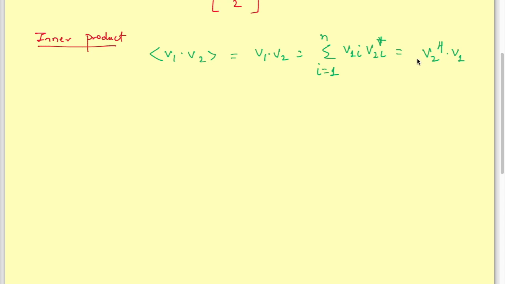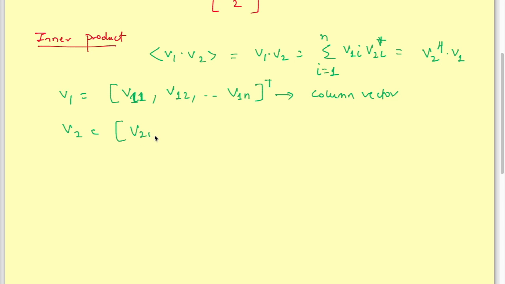What does it mean? We have v1 as an n-dimensional vector, that is v11, v12 up to v1n, transpose. So this is our column vector. And v2 is v21, v22 up to v2n, transpose. This is also a column vector. We need to find the dot product between these two.